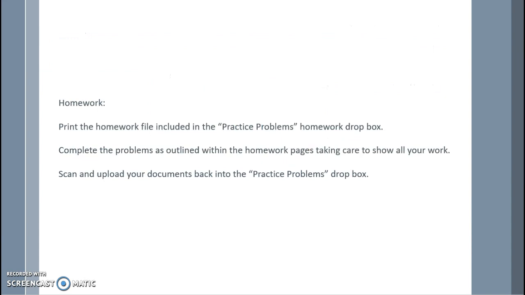Homework. Print the homework file included in the practice problems homework Dropbox. Complete the problems as outlined within the homework pages, taking care to show all of your work. Scan and upload your documents back into the practice problems Dropbox when you're finished.